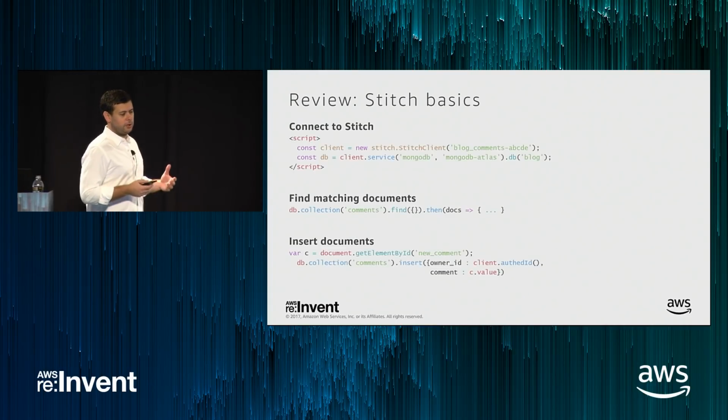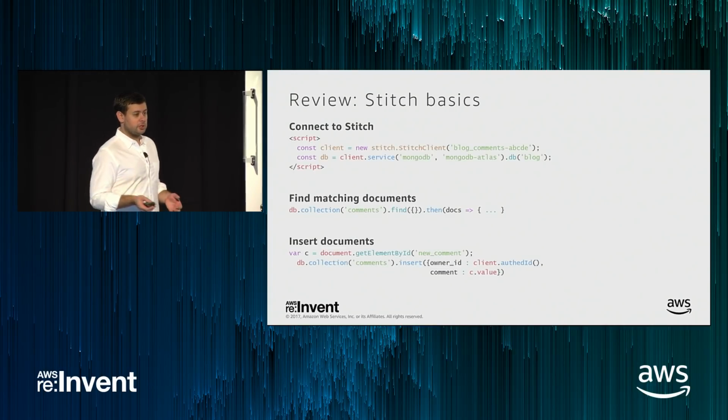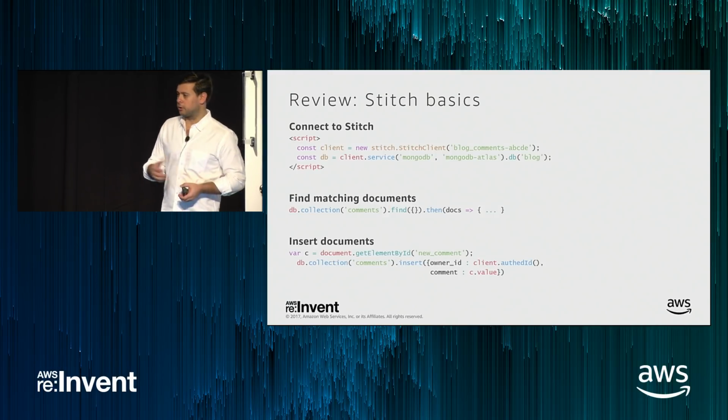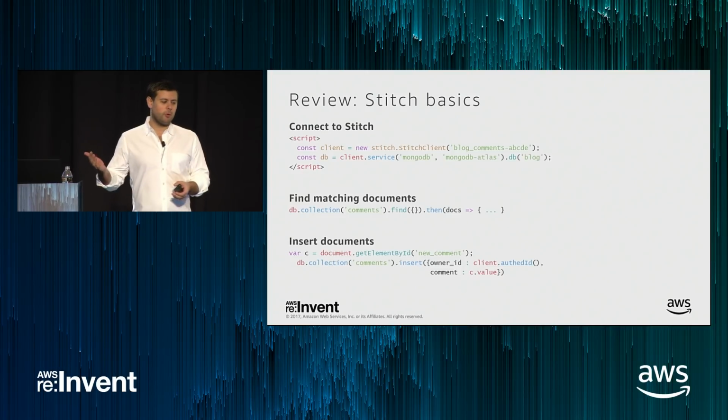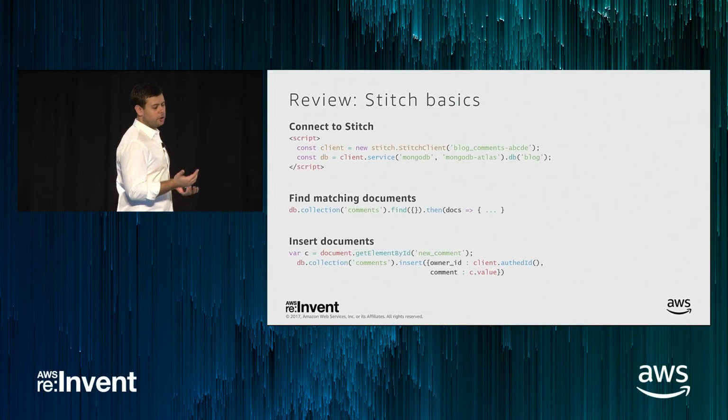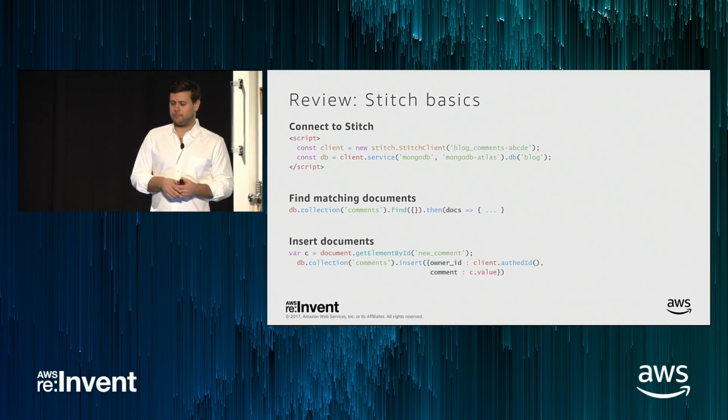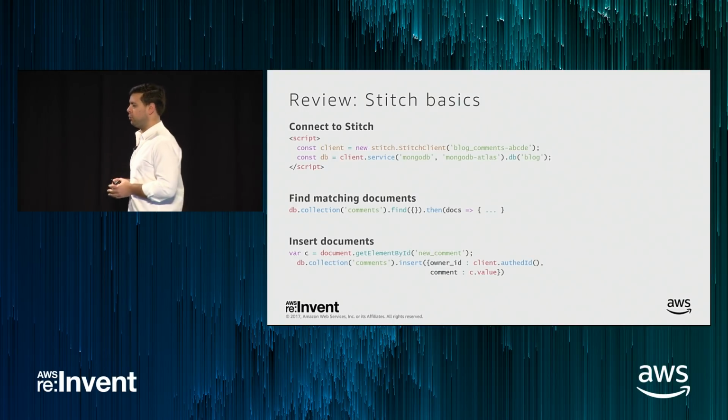So what did we do, right? We connected to Stitch. This is a regular JavaScript API. You can use it via the web, via Node, anything you want. We ran a regular query to find documents, and then we inserted documents. All right, pretty straightforward. You can do whatever you want there.